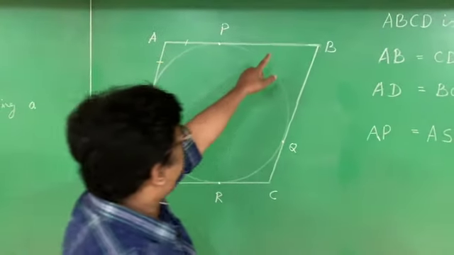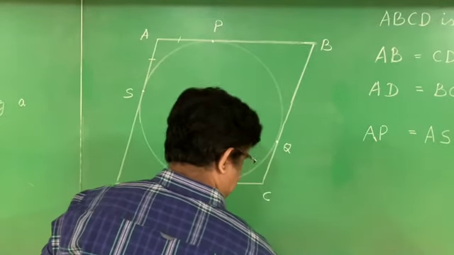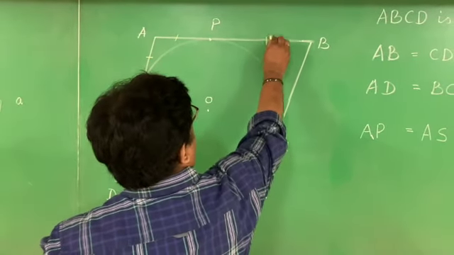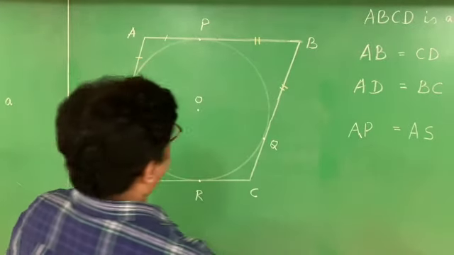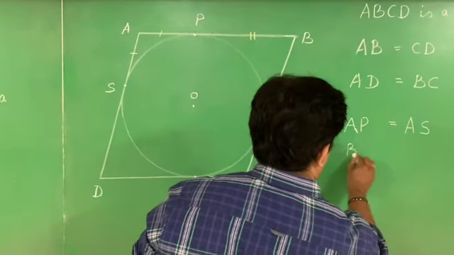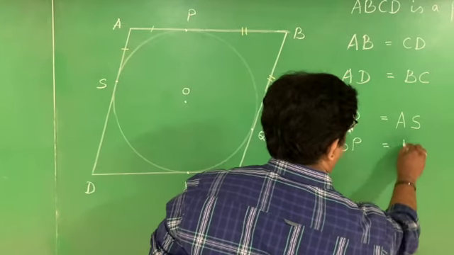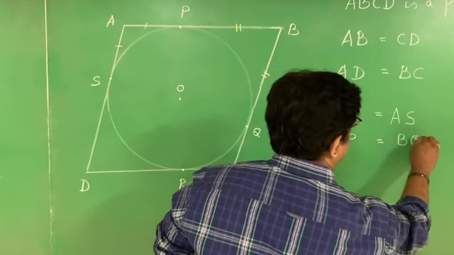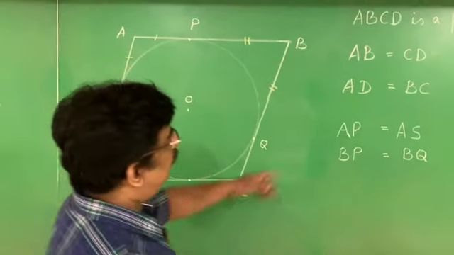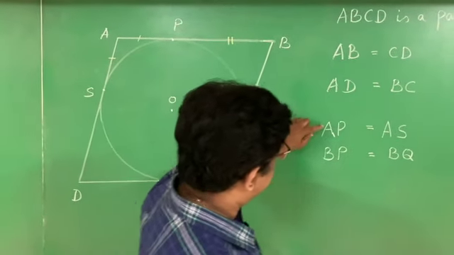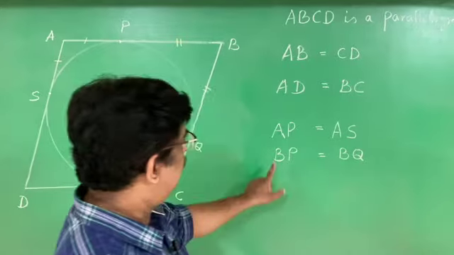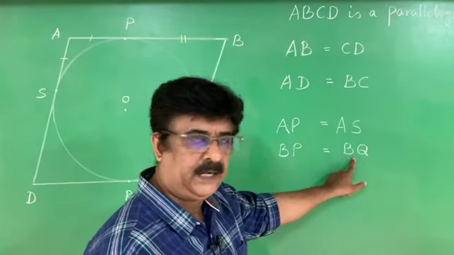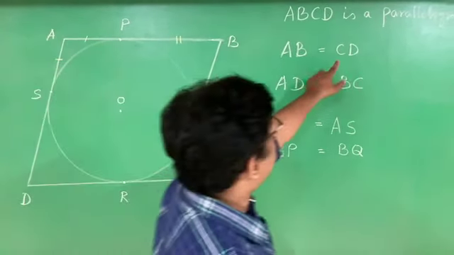Then BP. BP is equal to what? BP is equal to BQ. Now I split AB as AP and BP. AP is equal to AS, BP is equal to BQ. Right? Same way, now I am going to split CD.